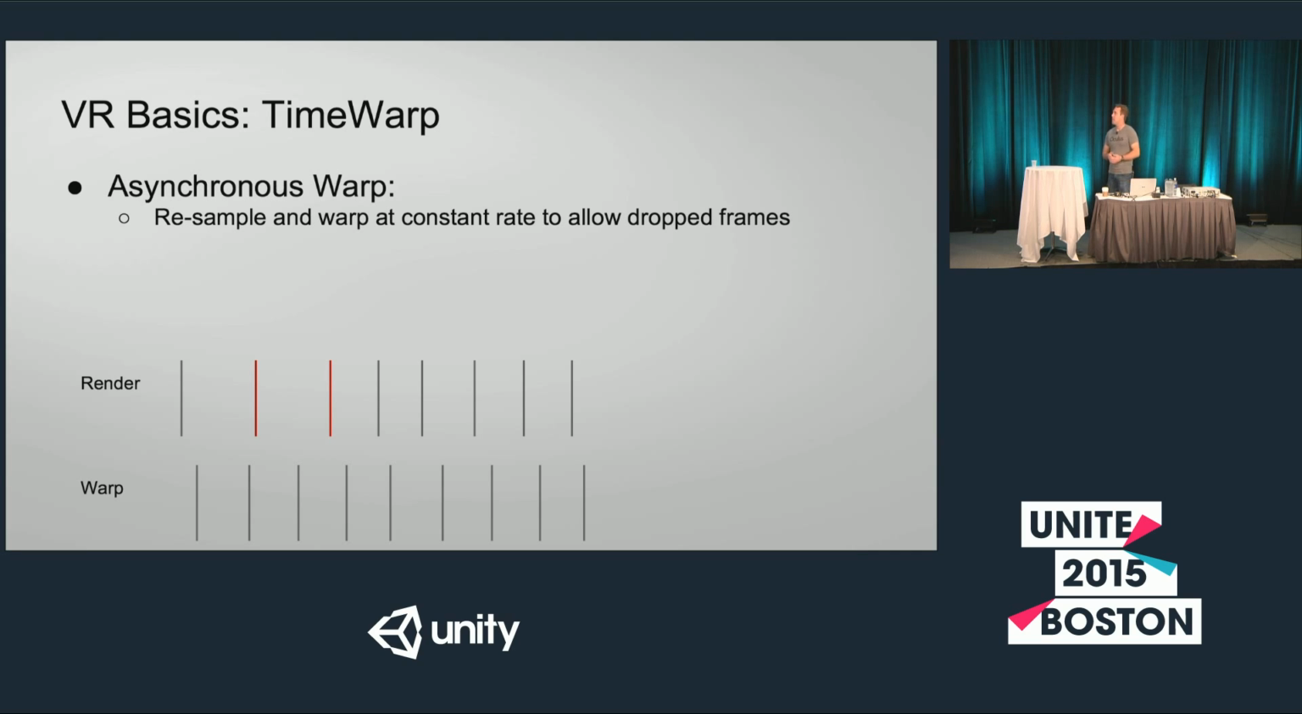It's a little bit different on mobile, where we have what we call asynchronous time warp. And the difference there is that we warp at a constant rate, regardless of whether you're rendering at a constant rate. And so we're able to preempt your rendering with our distortion rendering due to some collaboration with Samsung and their drivers.